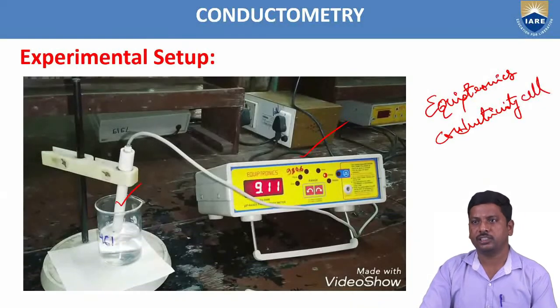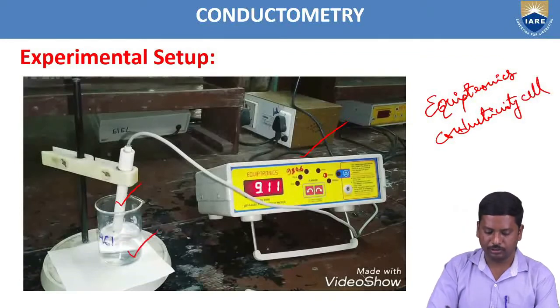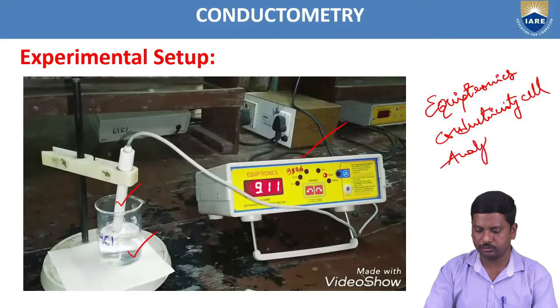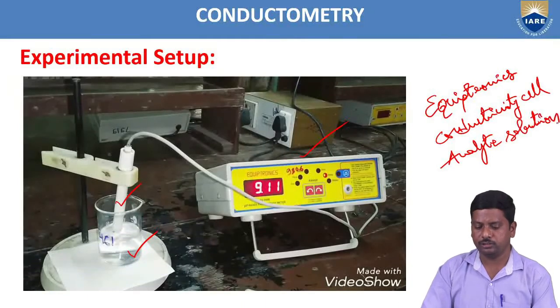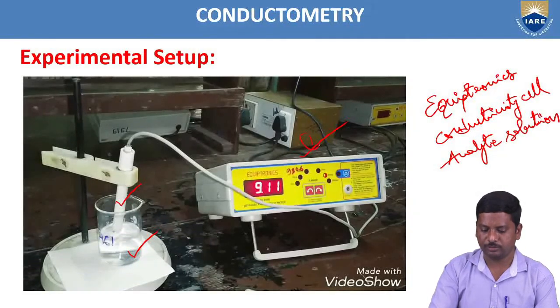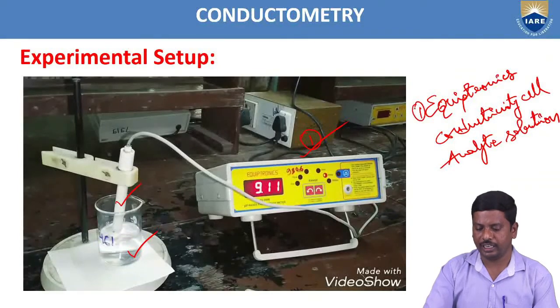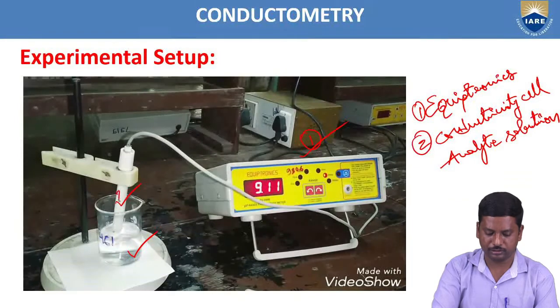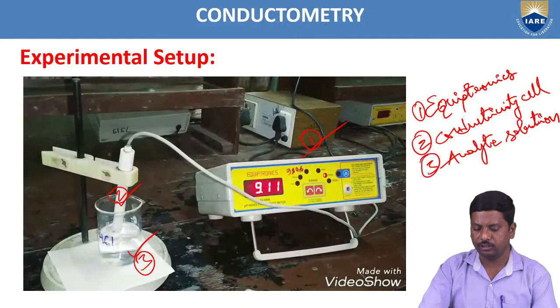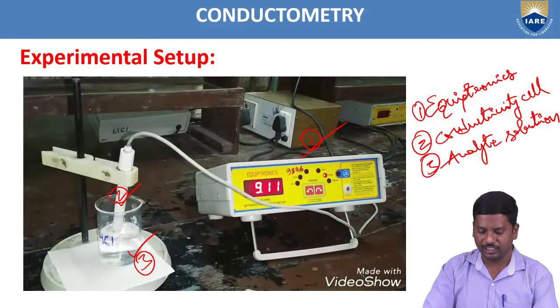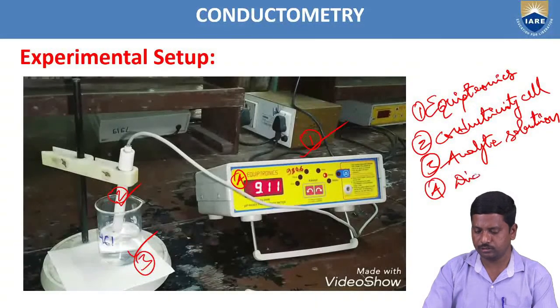The cell is very important to measure the conductivity present in a given sample solution, the analyte solution. That means the first parameter is that it is made by Electronics, and it has a conductivity cell. The second is the analyte solution, and the third is the digital display.